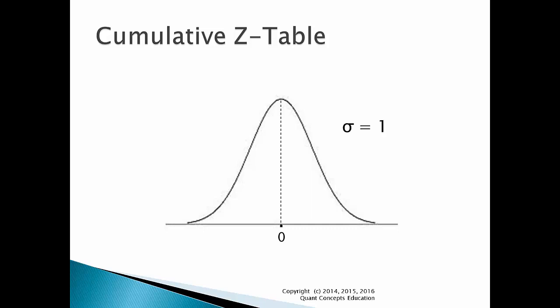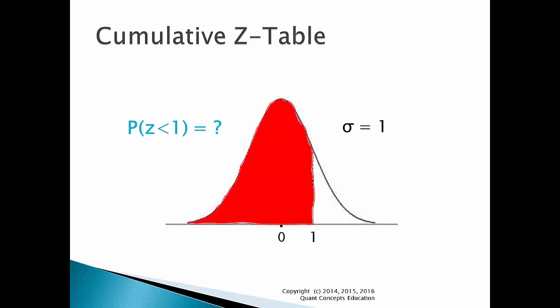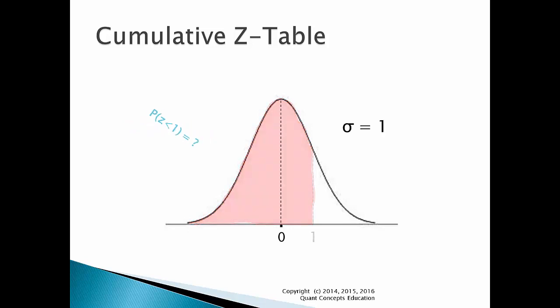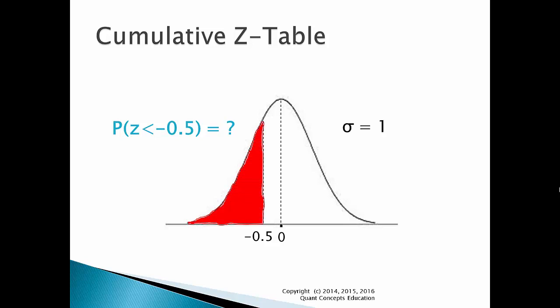Suppose instead I ask you what is the probability that Z is less than 1? First, we must find 1 along the x-axis, which must be on the right side of 0 as 1 is larger than 0. The probability that Z is less than 1 is simply this area to the left of 1. Now, what is the probability that Z is less than negative 0.5? Well, we must find negative 0.5 on the curve, which is on the left of 0 as it is a negative number. The probability we are after is the area underneath the curve that is to the left of negative 0.5.